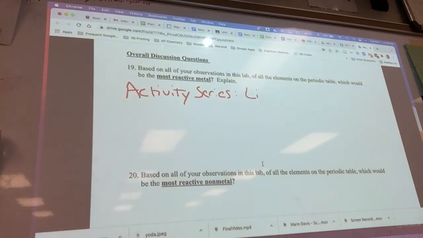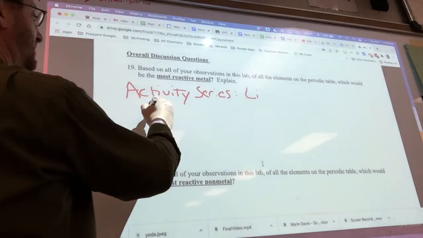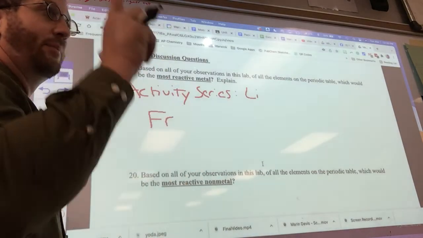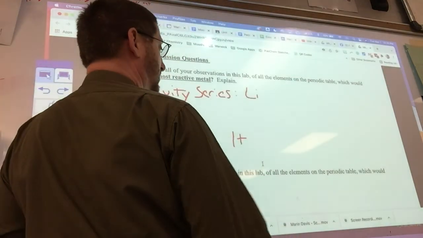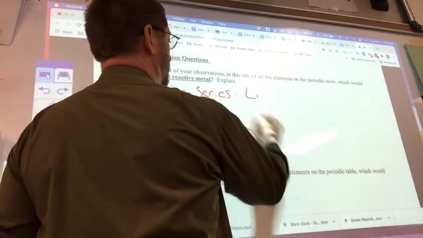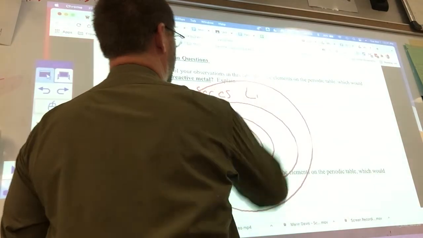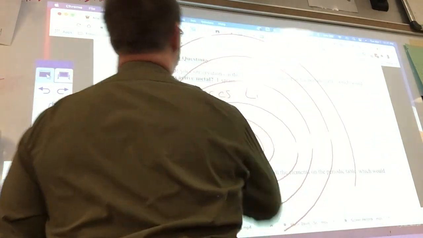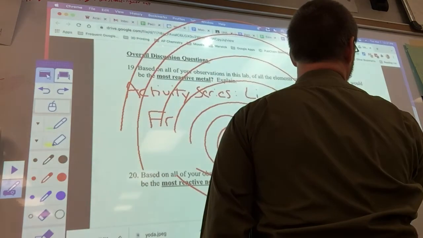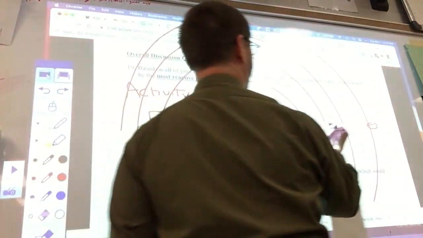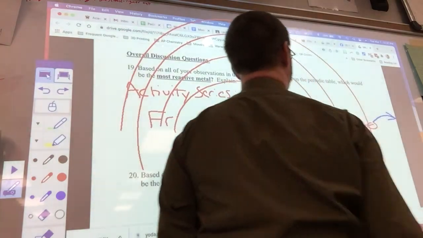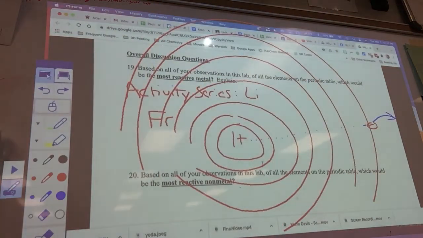Right, a lot of people are going to want to go with Fr, and there's a lot of reason for that, because francium has a 1+ core charge, and it's in the 7th energy level. 1, 2, 3, 4, 5, 6, 7. Here's this teeny tiny electron so far away from a really teeny tiny +1, that's probably just going to go flying right off the atom. It's going to take barely any energy to rip off that electron.